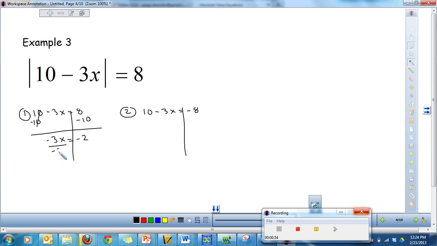I'm going to divide both sides by negative 3. We're left with x equals negative 2 divided by negative 3, which gives me a positive 2/3. Let's do this one. I'm going to go ahead and subtract 10 from both sides. These cancel out. Bring down my negative 3x. Negative 8 minus 10 gives me a negative 18. I'm going to go ahead and divide both sides by negative 3. So x is going to be equal to negative 18 divided by negative 3, which gives me a positive 6.